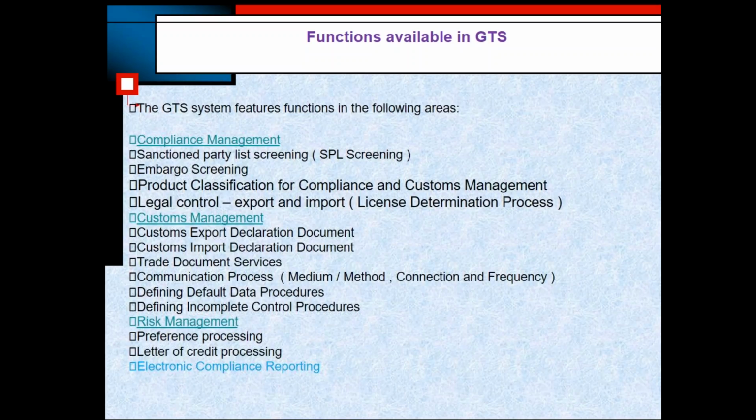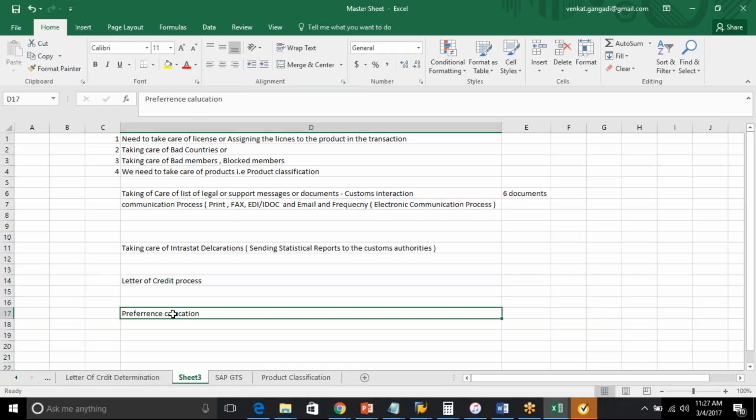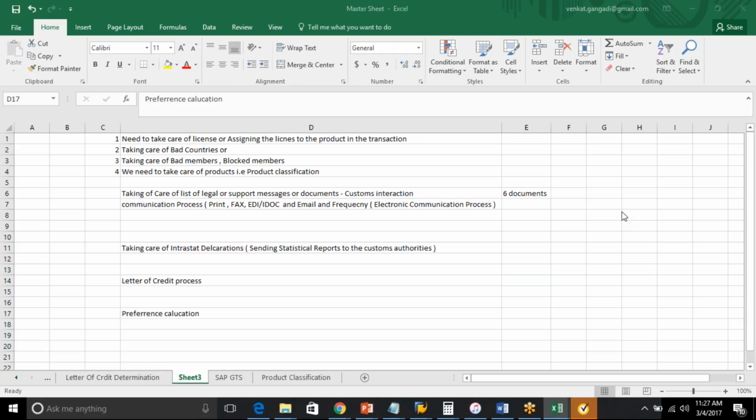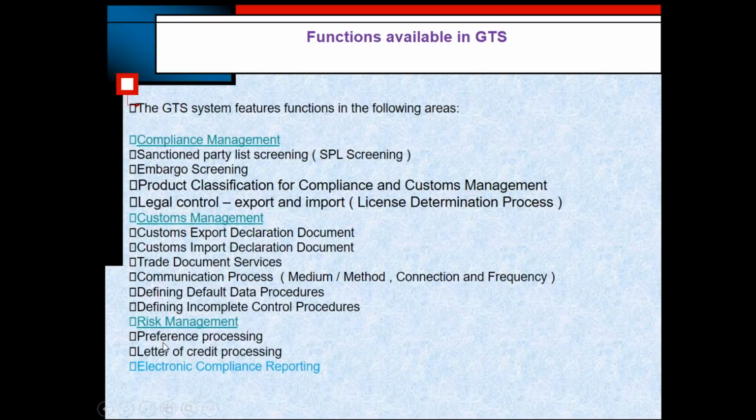And you also understood preference calculation, right? In international trade we have a requirement of calculating or identifying the preference value or amount. You need a system for that, and it can be taken care of by the preference process or preference determination of the SAP GTS module. So the risk management has 2 application areas: the preference process and the letter of credit.